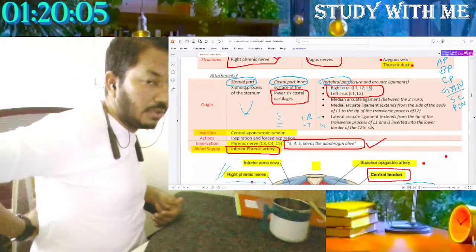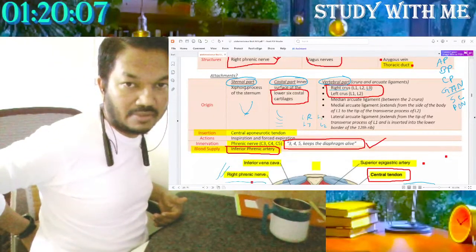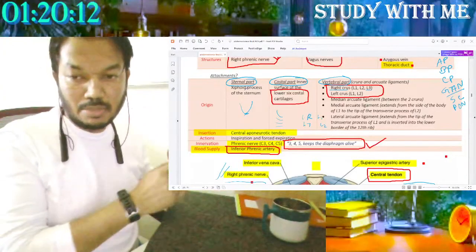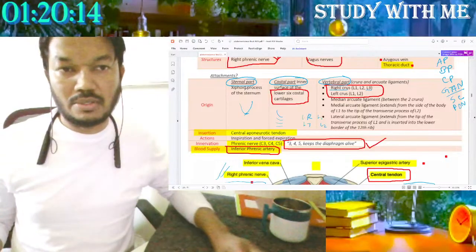When it goes to the back, we have the lumbar vertebrae. On the right side, lumbar 1, 2, 3, and on the left side, lumbar 1 and lumbar 2. Finish.